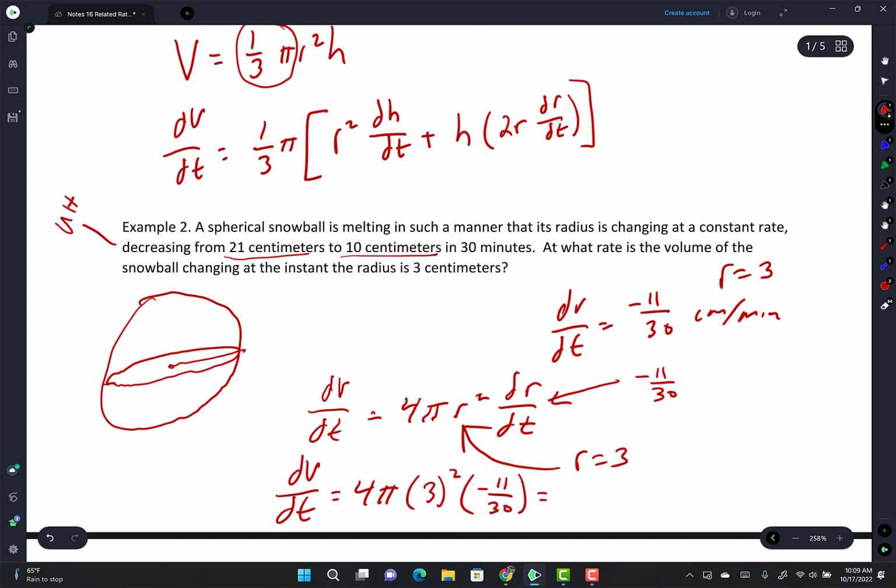So let's see what that is. I'm not going to put the pi in there, guys. I'm just going to go ahead and put 4 times 3 squared times negative 11 over 30. So I'm going to take out my calculator.